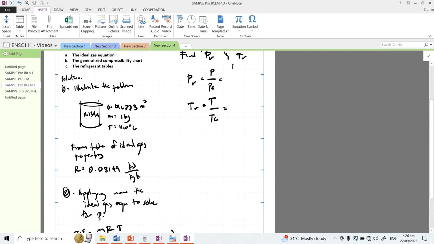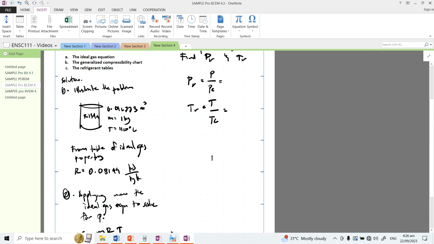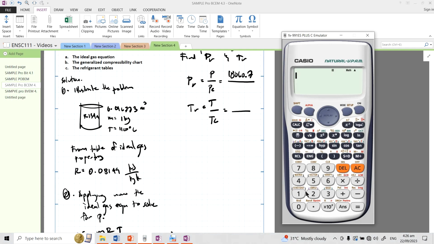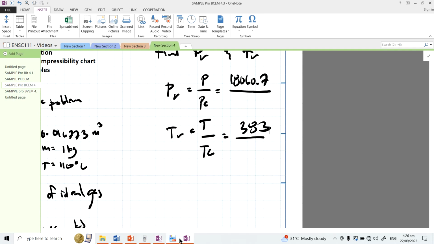So for the pressure, what's the pressure? 1860.7. Then the temperature is 110 plus 273, which is 383. Okay, so now let's obtain the values of the critical pressure.